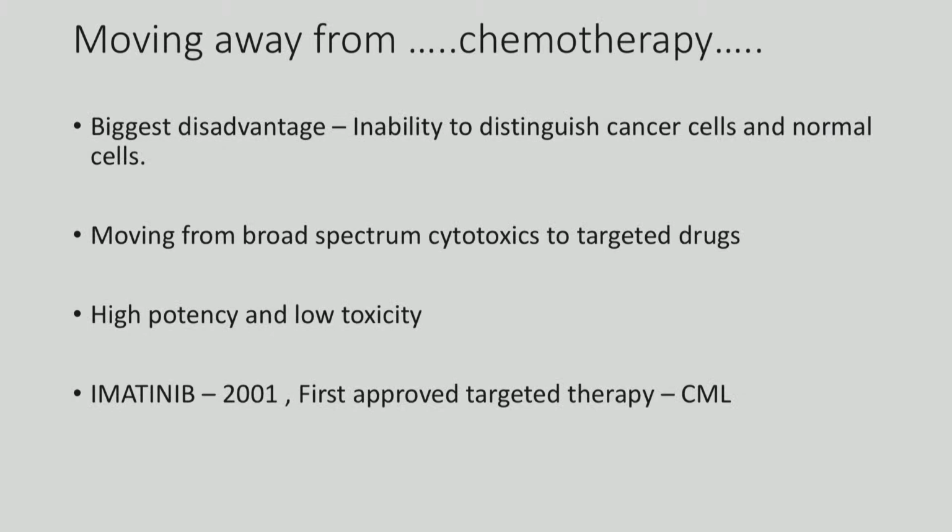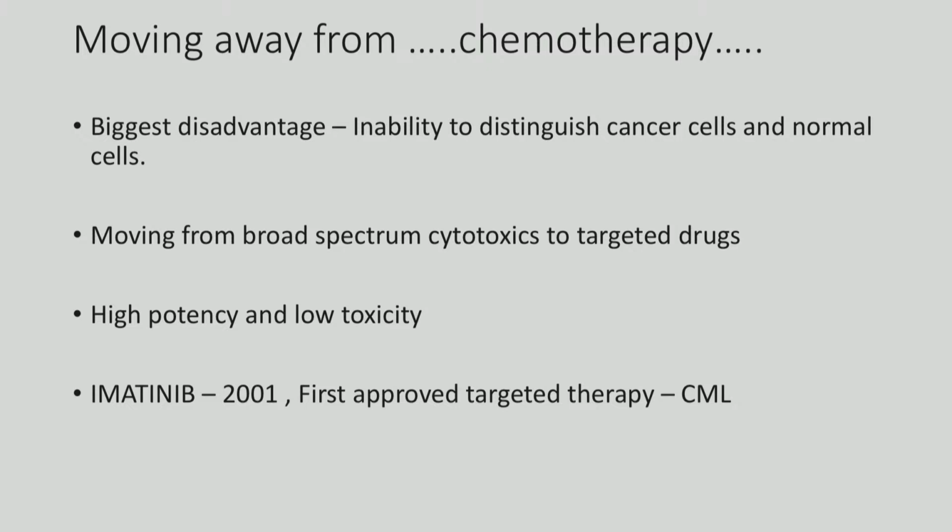So the biggest disadvantage of conventional chemotherapy is its inability to distinguish cancer cells from normal cells. That is the reason why we see most of the side effects of chemotherapy, whether it is myelosuppression, immunosuppression, mucositis, or vomiting. The predominant side effects of chemotherapy occur because it is unable to distinguish cancer cells, so the normal cells bear the aftermath. So slowly we are moving away from broad-spectrum cytotoxic drugs to targeted drugs.